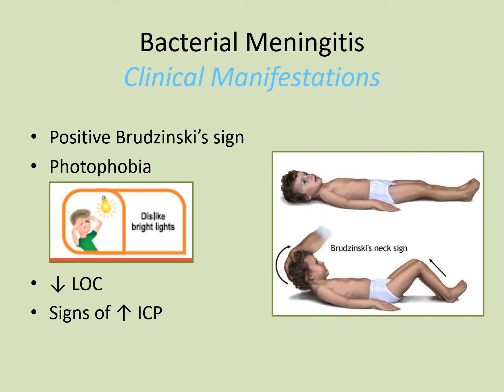So a little bit more detail on the signs and symptoms of bacterial meningitis. They will demonstrate a positive Brudzinski sign. Remember, that's when the examiner lifts the head, and then we have the automatic flexion of the hips and knees. Also, they could have photophobia, a dislike of or sensitivity to bright lights. They may develop a decrease in level of consciousness as their intracranial pressure increases.